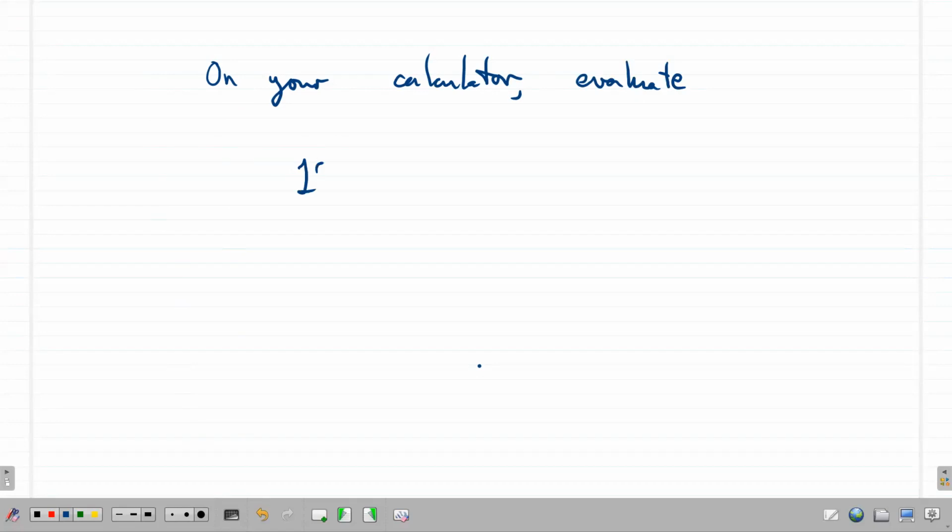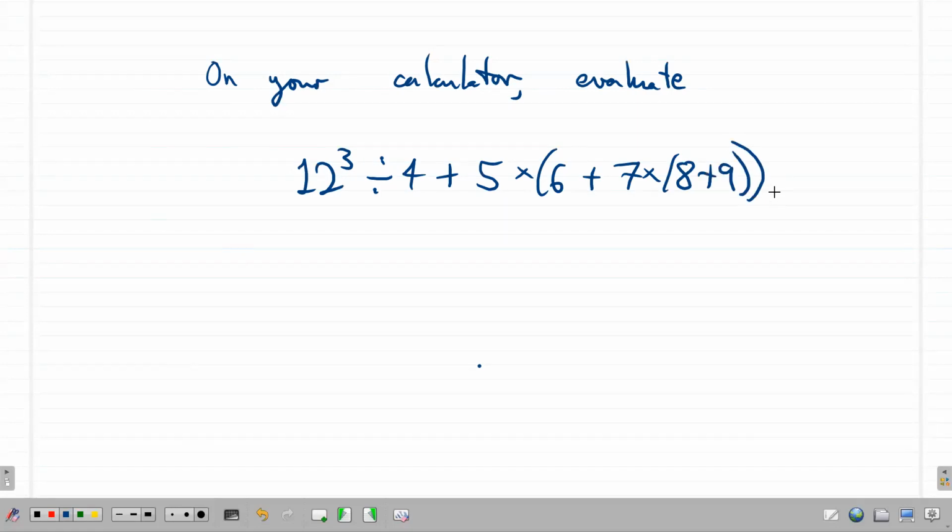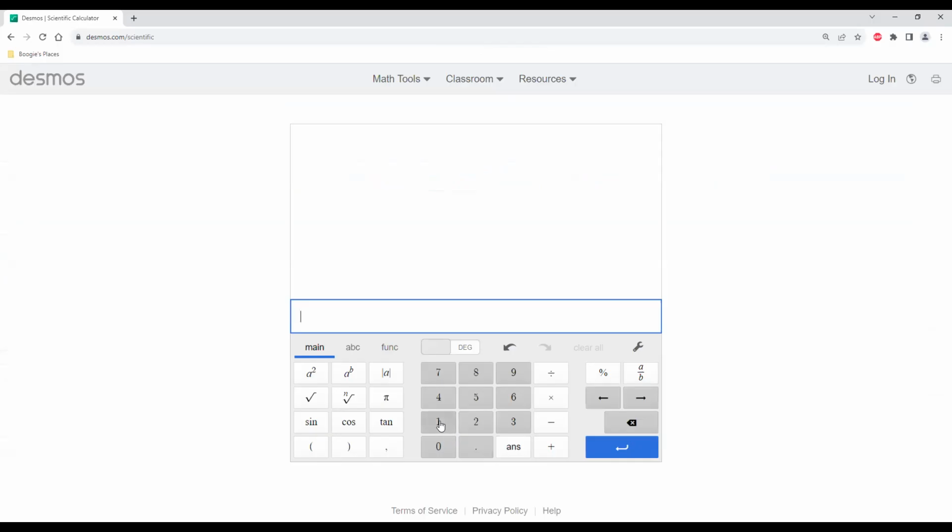Evaluate 12 cubed divided by 4 plus 5 times 6 plus 7 times 8 plus 9. Let's give it a go then. This is lifted directly from one of the examples in my very first video. So I nip onto my calculator and I start inputting numbers.